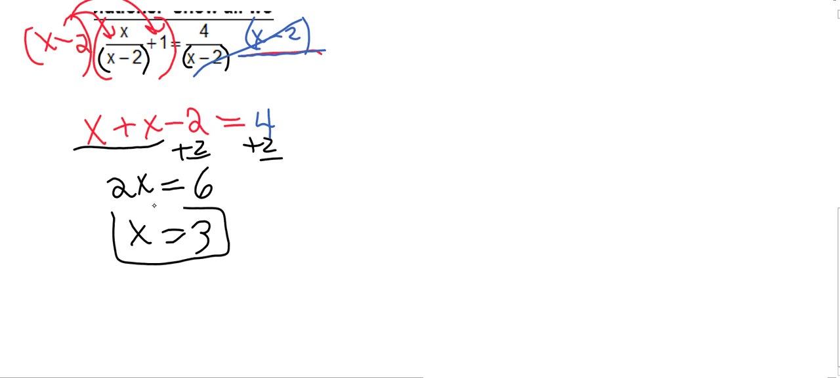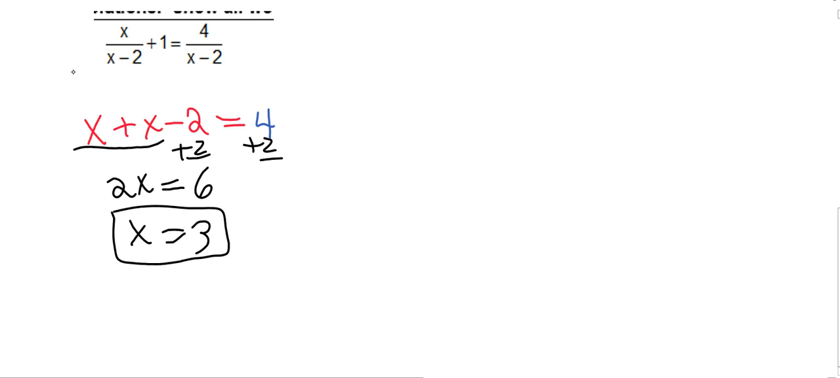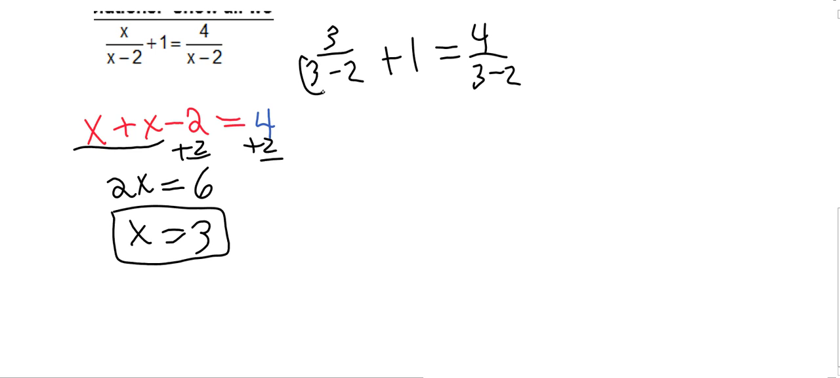So let's check our answer. Let's go back to the original, and let me erase all this so that I can make sure I see the solution. We have 3 over 3 minus 2 plus 1 equals 4 over 3 minus 2. And of course it looks like this 3 minus 2 gives me 1. So 3 over 1 is just 3. 3 plus 1 equals 4 over 1, that's 4 as well, right? So it looks like this solution checks out.